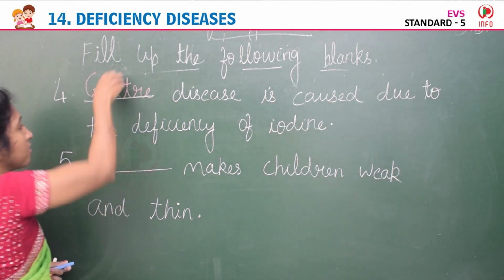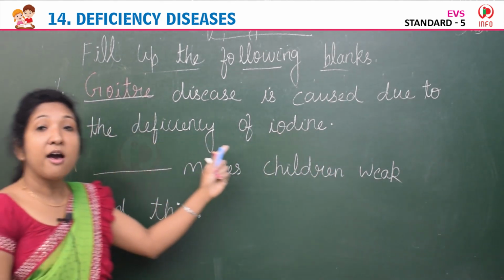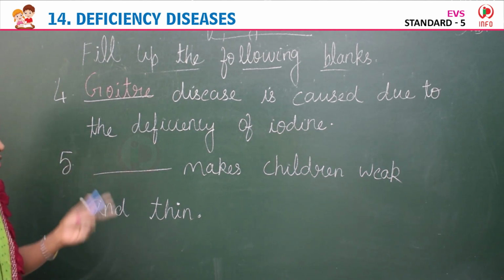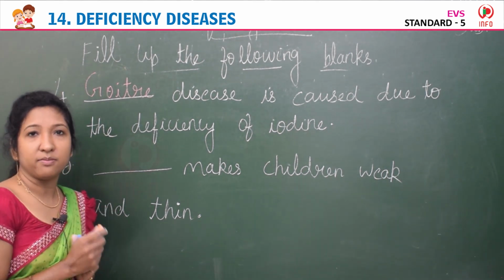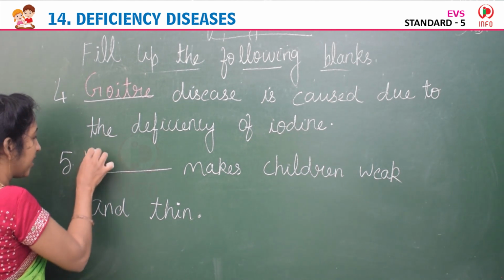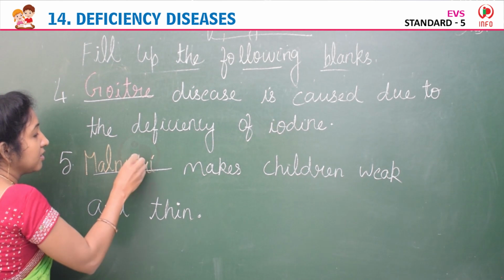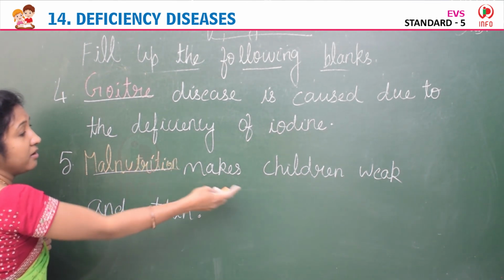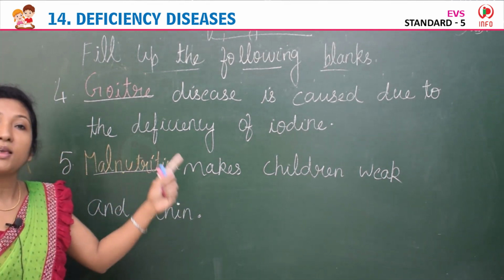Goitre. Goiter disease is caused due to the deficiency of iodine. Fifth question and last one: dash makes children weak and thin. What's the answer? Malnutrition. Malnutrition makes children weak and thin.